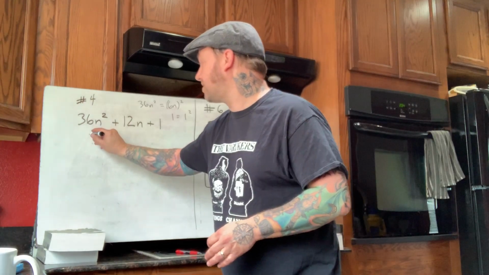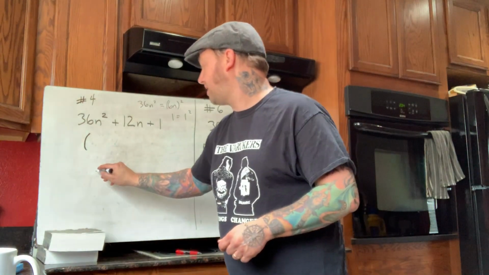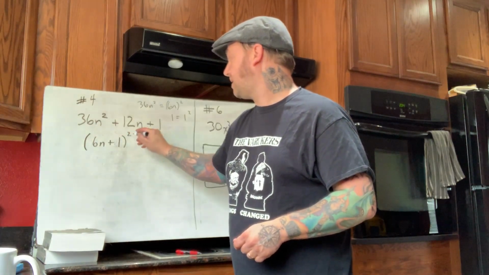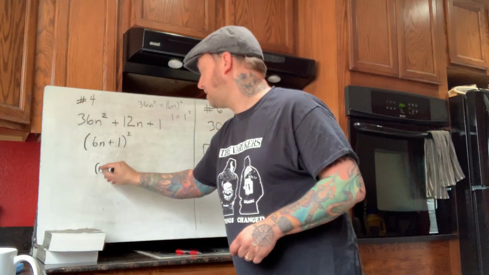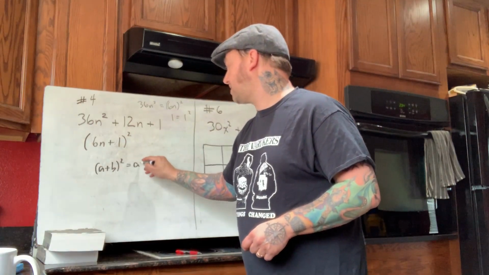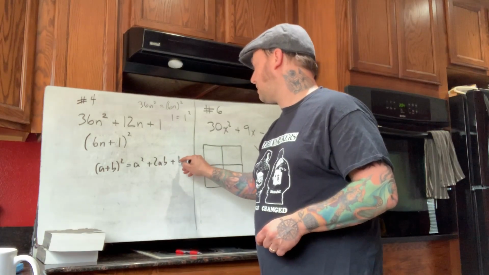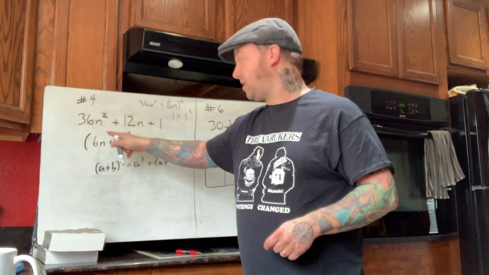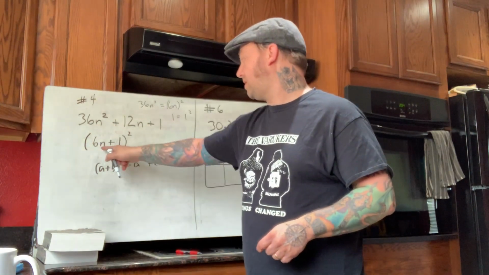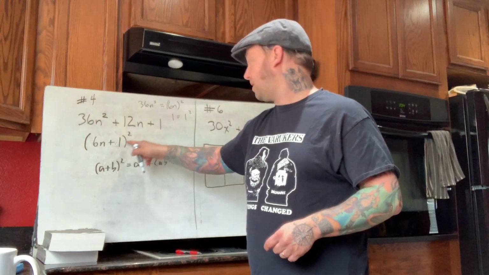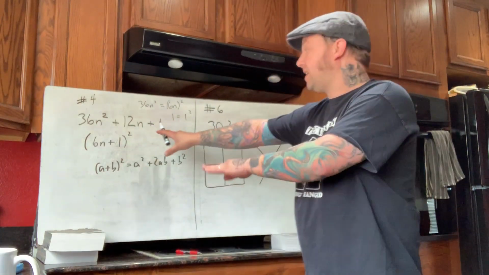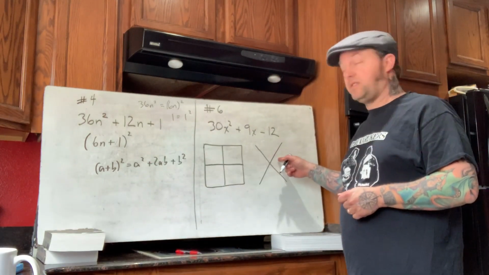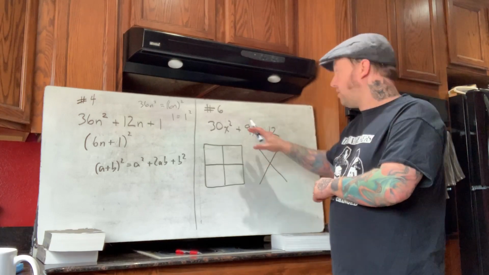So we don't have to do anything as long as we can remember that a plus b squared is a squared plus 2ab plus b squared. 6n squared is 36n squared. 2ab, 2 times 6n times 1 is 12n. 1 squared is 1. We got it. If you don't remember it, that's okay. You can do it using the box, the diamond problem, which we're going to do now for this problem.